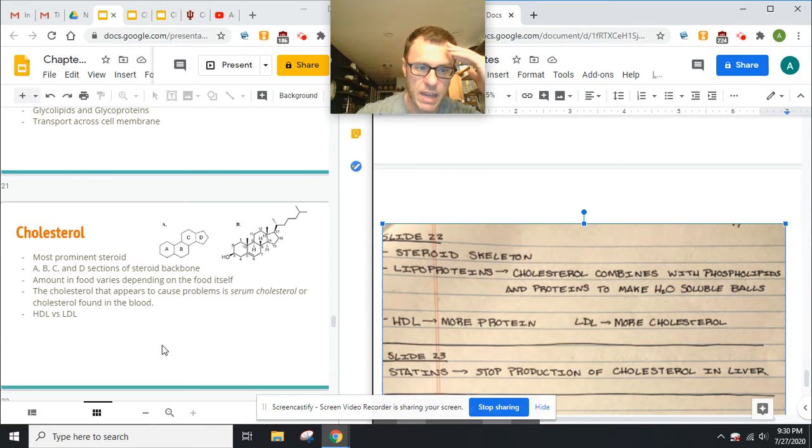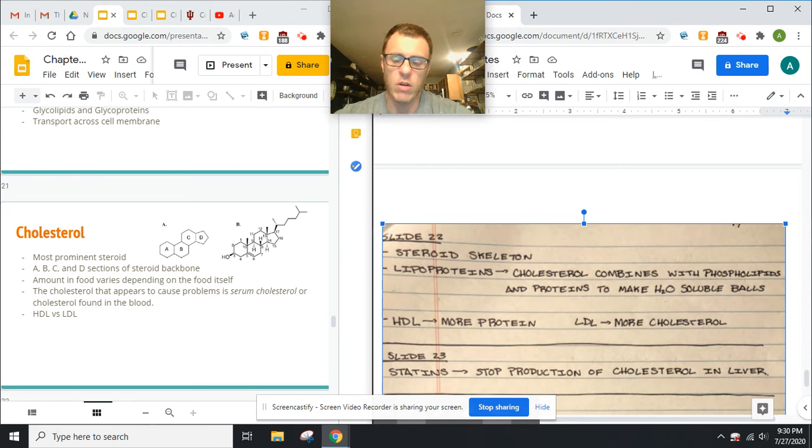All right. And so what you have there are lipoproteins. This is where cholesterol combines with phospholipids and proteins to make this ball of stuff that can dissolve in water. So you've heard of good and bad cholesterol. Well, in HDL, which is a high density lipoprotein, you get more protein than you get cholesterol. And so it's higher density. All right. Proteins are more easily dissolved in water.